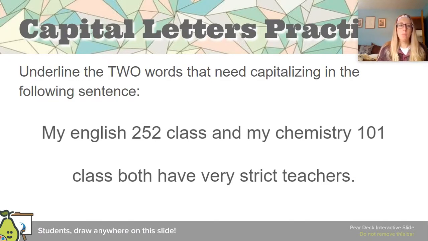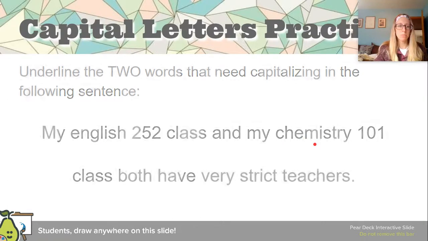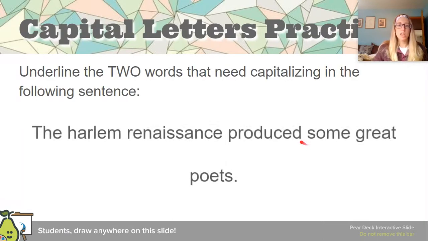This one, we have 2 specific names of classes, English 252 and Chemistry 101. So both English and Chemistry should be capitalized. This one, again, is similar to the first example. Harlem Renaissance is a specific period of time. So Harlem and Renaissance should both be capitalized.